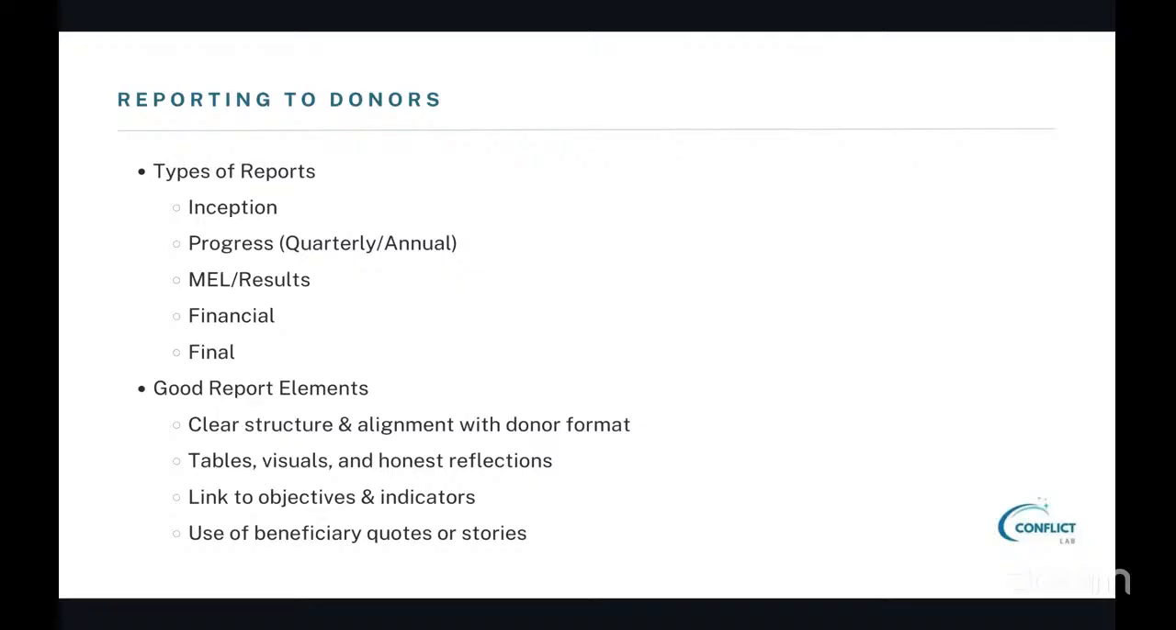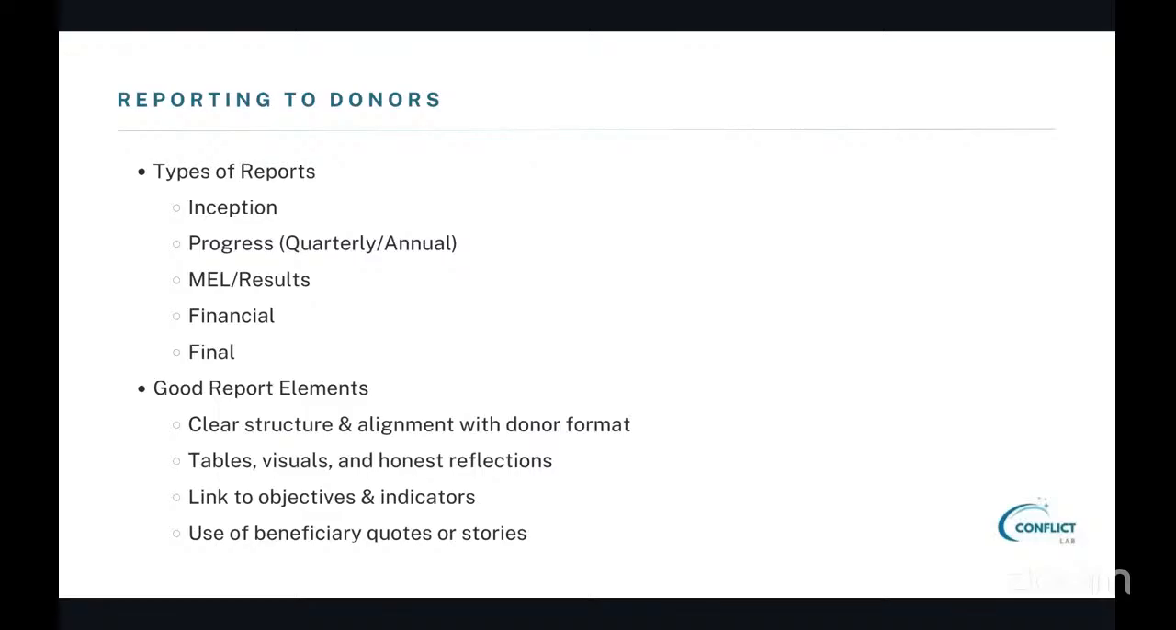If you are confused about it, please email them and ask them what they're looking for, what is the best way forward for them. And then you have good report elements. What makes a good report? Obviously, it's a clear structure. There should be tables and visuals, nothing too complicated, something precise, linked to objectives and indicators, use of beneficiary quotes and stories.